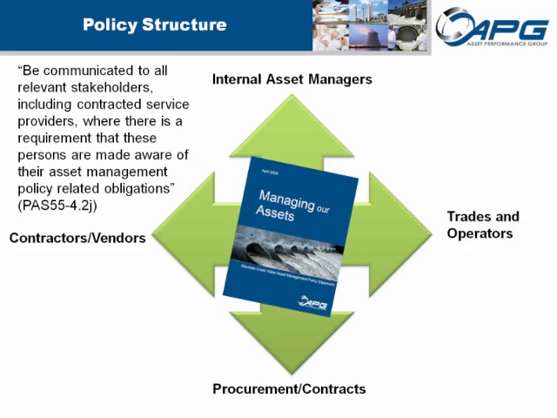We have seen many policies that fail to have any impact on the organization, and we attribute a lot of this to the way that they're communicated. It's not enough to just simply mail it out and post it onto the bulletin board. The specification details need to be communicated to everybody who has a stake in the organization around asset management: internal asset managers, trades and operators, procurements and contracts, contractors and vendors.